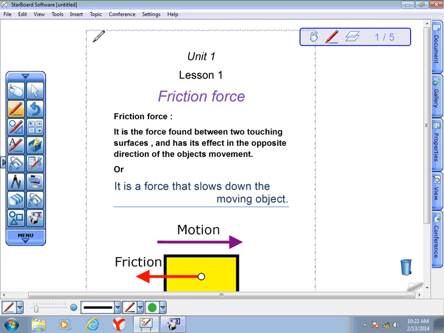Welcome Primary 5. We will study now Lesson 1 from Unit 1. This lesson talks about the friction force. But to know the concept of friction force, we can make a simple activity. Try to make this activity.